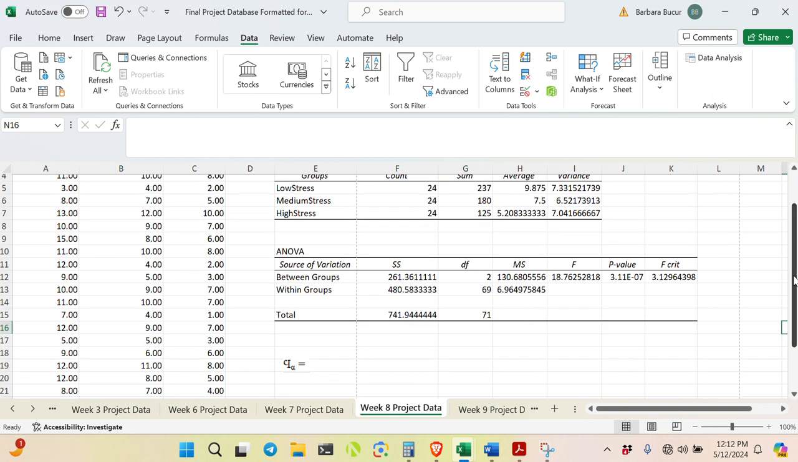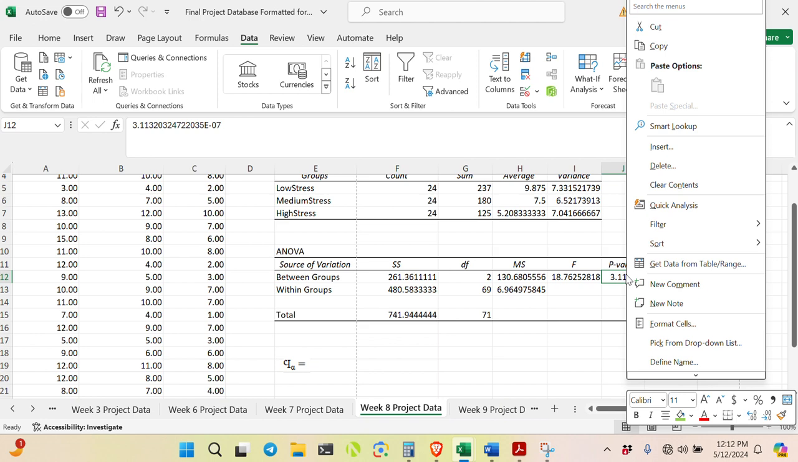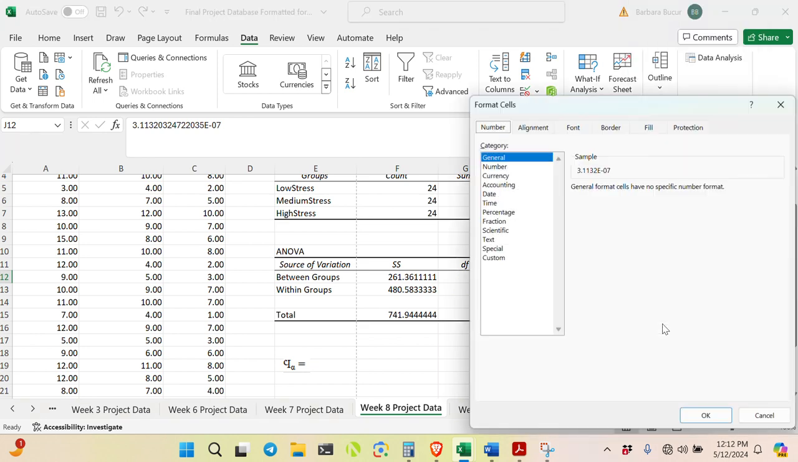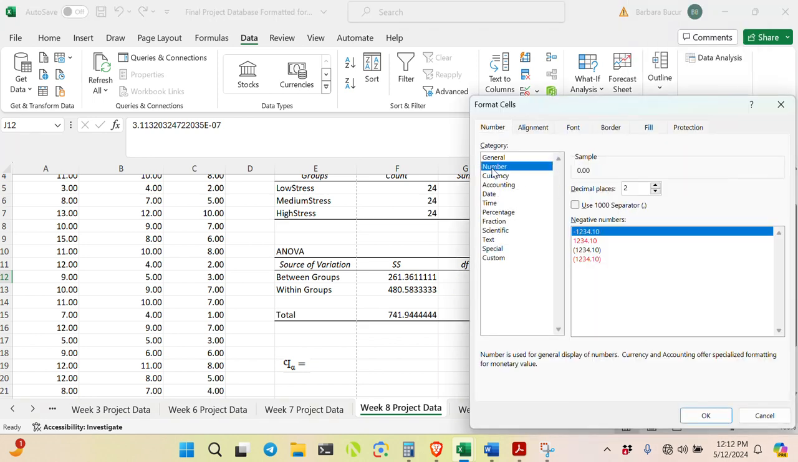Now I notice a lot of students have been interpreting this value the wrong way. So p-values can't be greater than 1. So the p-value is not 3.11. This is scientific notation, and it's just telling you how many zeros come before the decimal place. And I did include a description of that in the Week 7 announcement. So you can just change this. You can right-click, click Format Cells, and then just change to number.